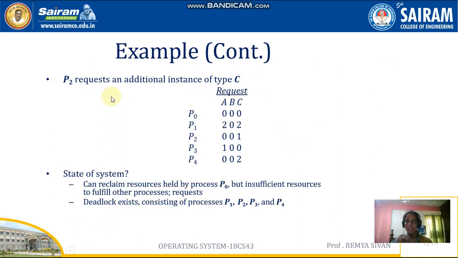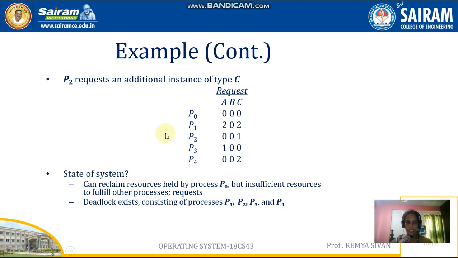Suppose the condition is like this. P2 requests an additional instance of type C. See, P2 is asking for 1 additional instance of type C. So this is the current request. We don't have any available resources. So P0 doesn't want anything, so you can complete P0.